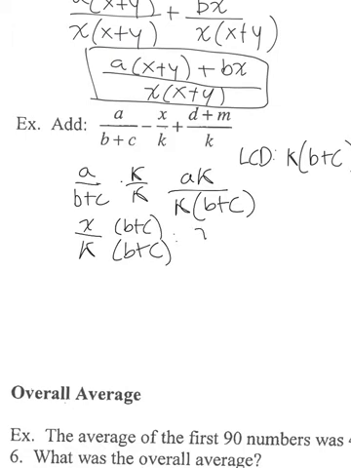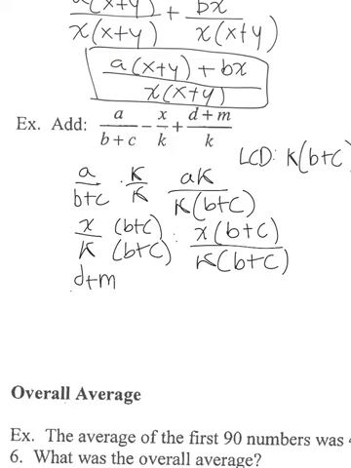And so we get x times the quantity b plus c over k times the quantity b plus c. And then we have to do the same thing with d plus m, remembering that we're multiplying the entire d plus m over k times b plus c. And these are both quantities. I'm going to throw these in parentheses just so that we don't forget.